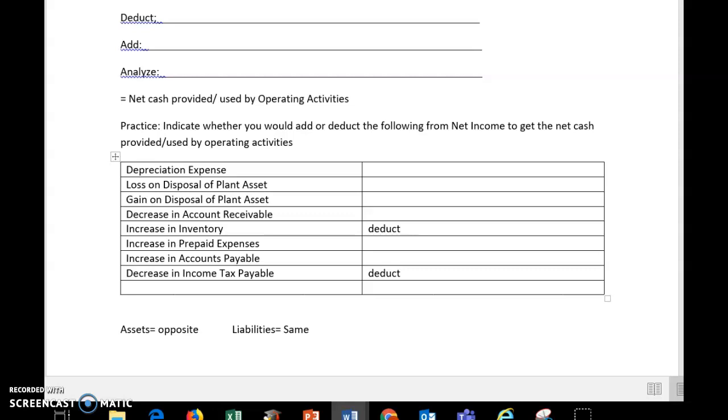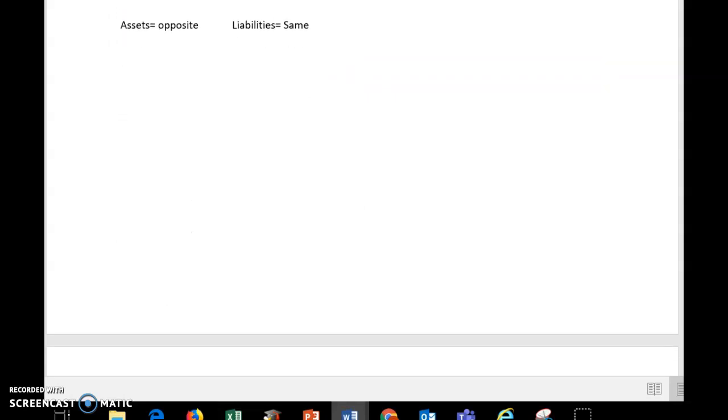So to get down to that operating section, we have to look at whether we have the changes in our asset or the changes in our liabilities. So that should help you through that.